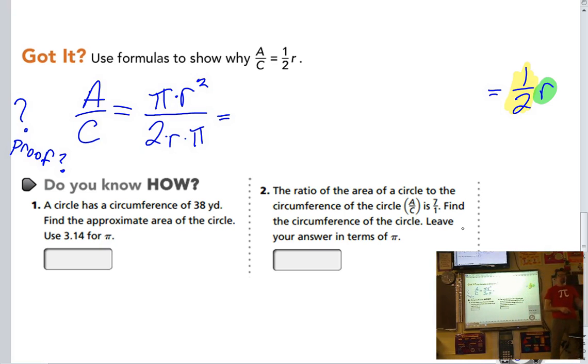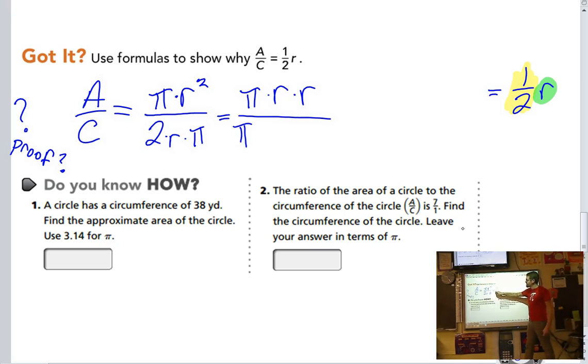How many r's are actually in the numerator? 2, but it's not 2r, because that would be 2 times r. This is pi times r. Because remember, radius squared is radius times itself. Now I'm going to change order. This is the commutative property. It doesn't change anything, actually. I'm going to move my pi out front, then I'm going to move my radius next, and then I'm going to put my 2.